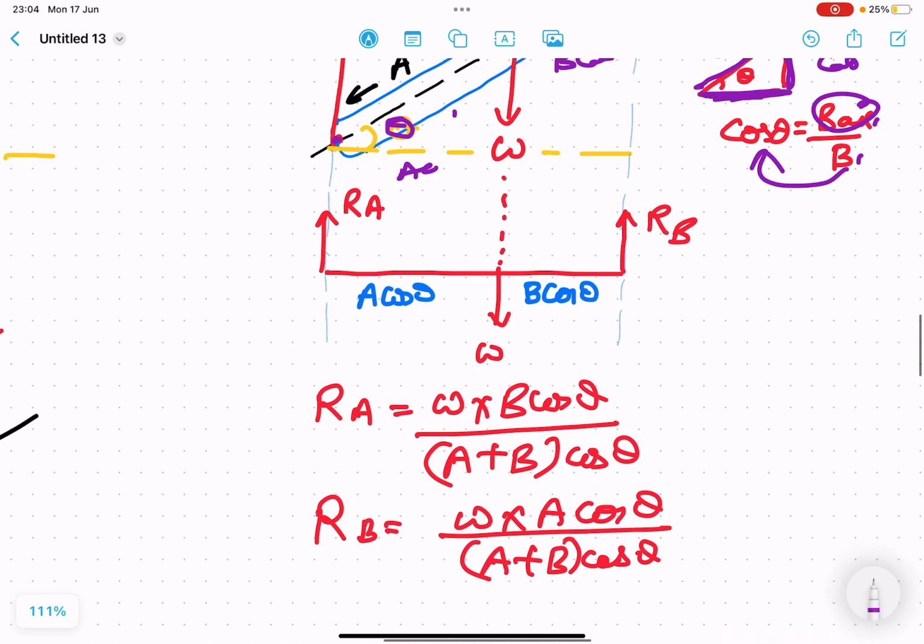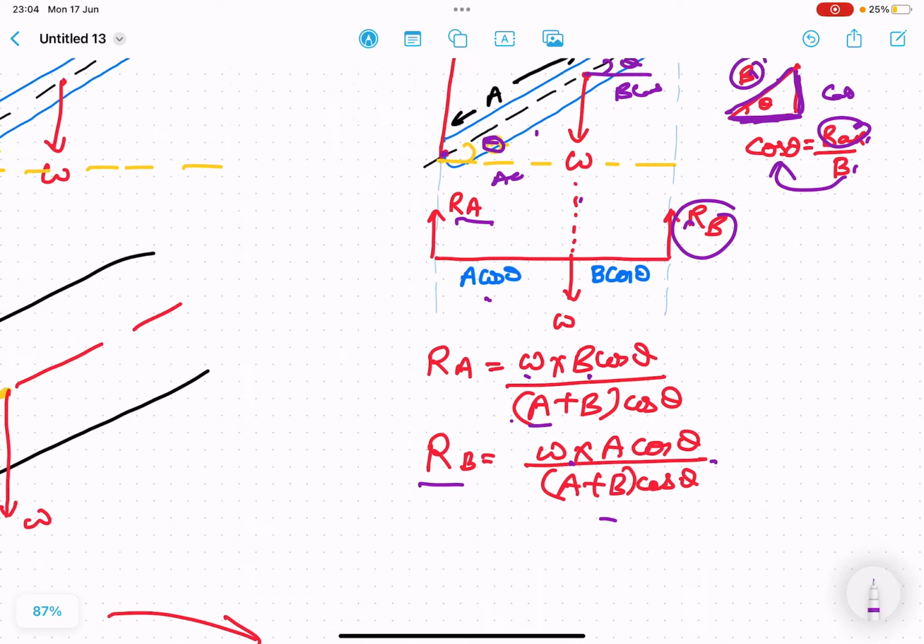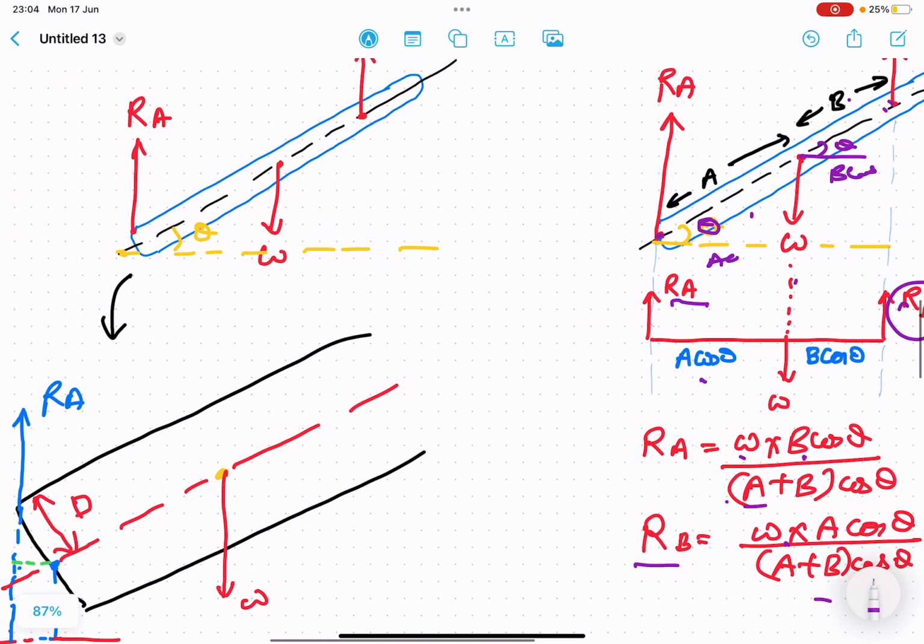So again applying the lever rule, the line of action, we found the perpendicular distance, again lever rule, Ra comes out to be w into b cos theta over a cos theta plus b cos theta. So we can write it a plus b cos theta. Similarly, Rb comes out to be, opposite is a cos theta, so w into a cos theta over a plus b cos theta. So it is a simple case, there is not much complication. But in the other case we will understand.